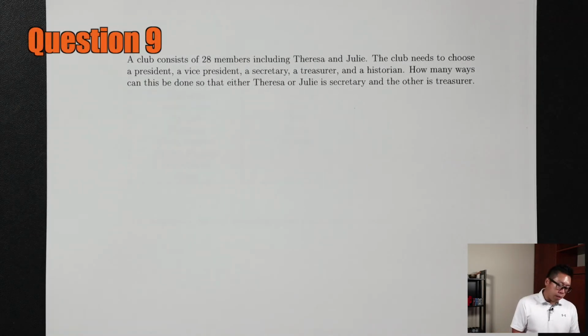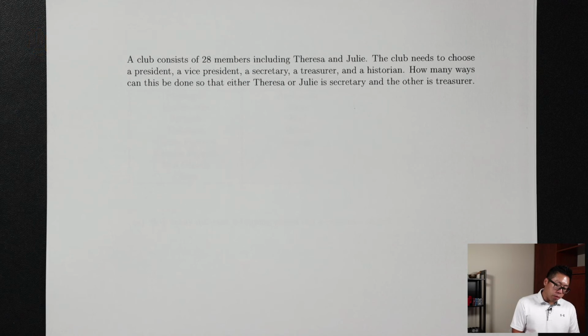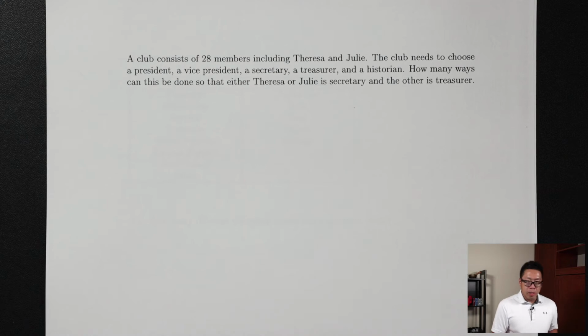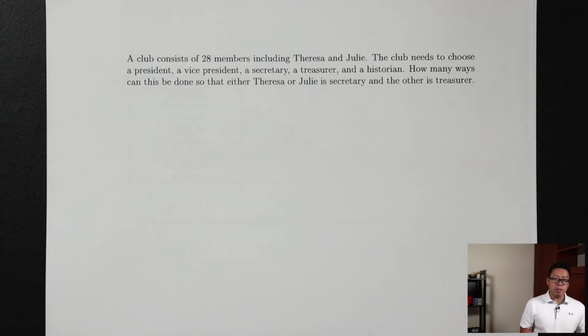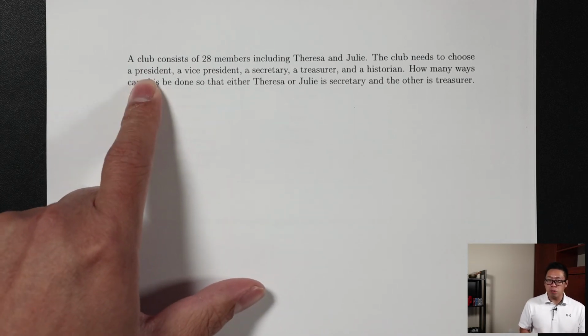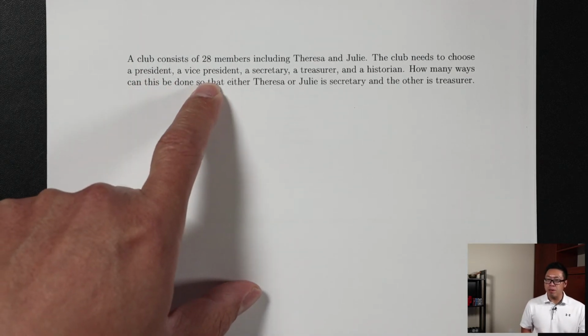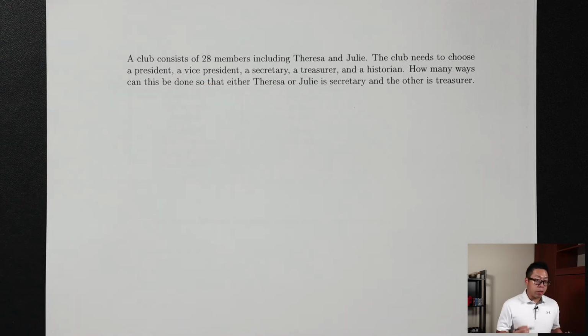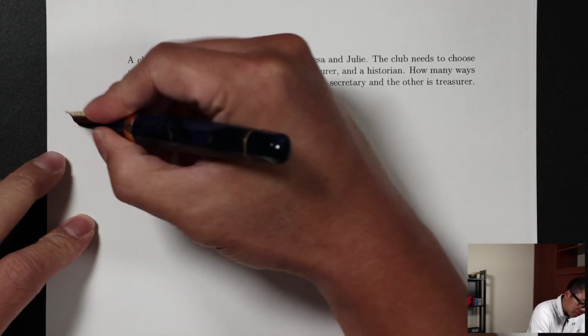The club consists of 28 members, including Teresa and Julie. The club needs to choose a president, vice president, secretary, treasurer, and a historian. How many ways can this be done so that either Teresa or Julie is secretary and the other is treasurer? Question, does the order matter? So here it does matter because the order that we pick them determines their job, right? The first person will be president, second will be vice president, secretary, and so on. So the order here does matter. This will be a permutation.